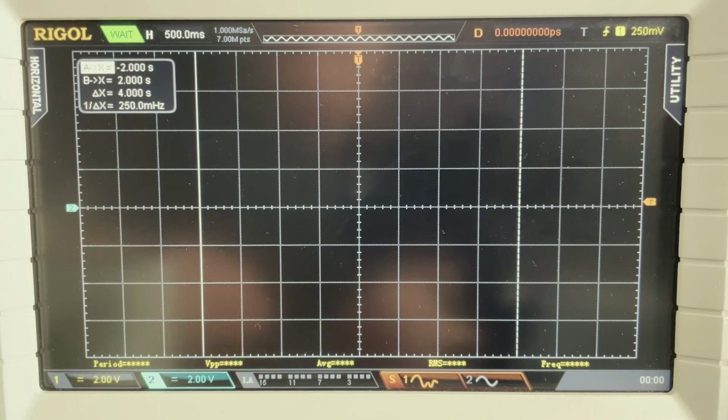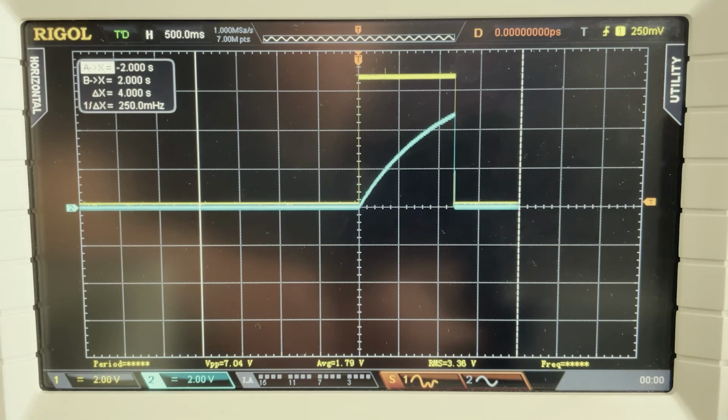So on this, I have channel 1 set up as the output, and I have channel 2 set up as the voltage over the capacitor. So I put the oscilloscope into single shot, and we will see what happens as I push the button. Oh, no, there it goes quite nicely.